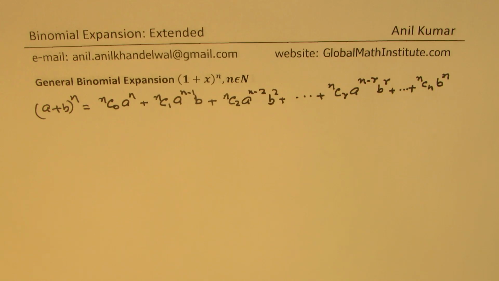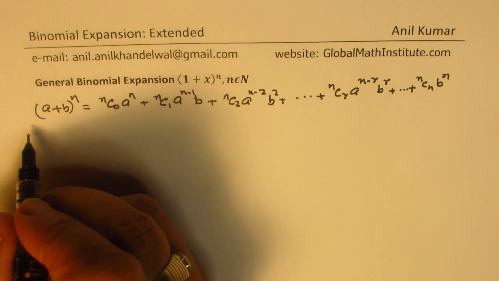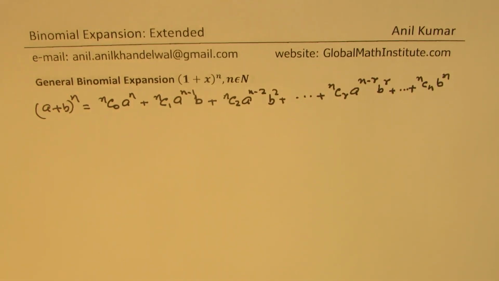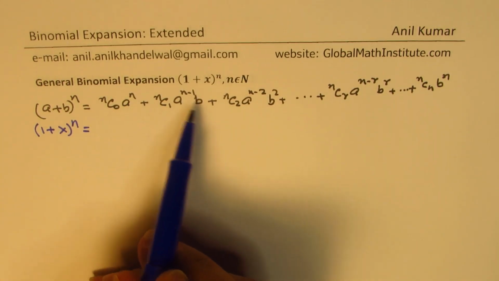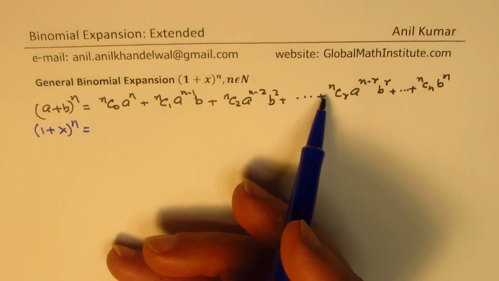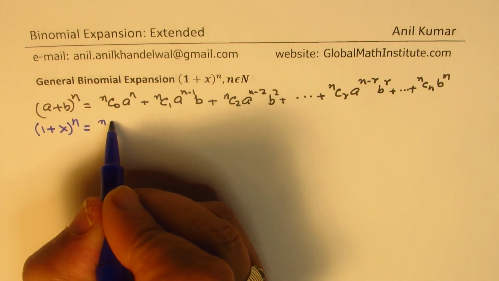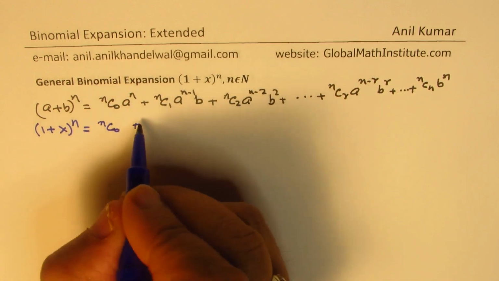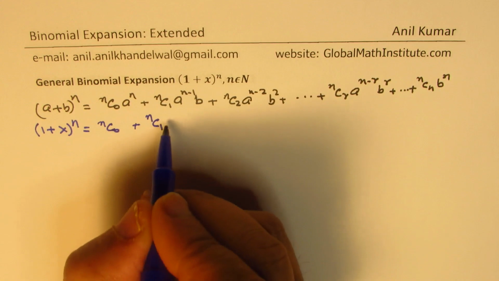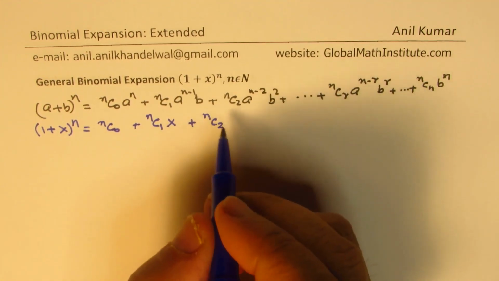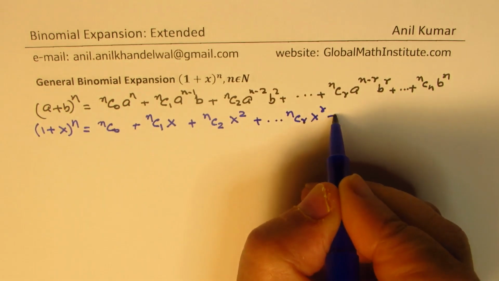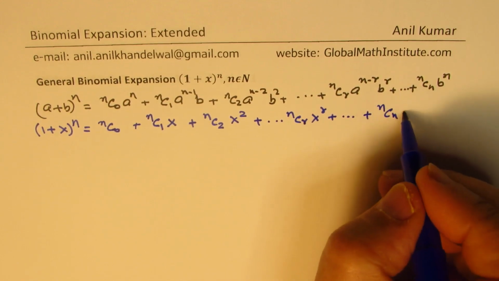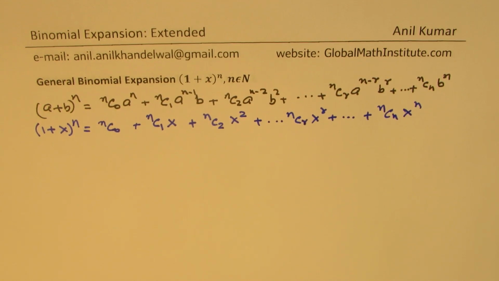Now in this expression, what I'm doing is replacing a with 1 and writing a new binomial expression, (1 plus x) to the power of n, right? If I replace a with 1, all these a's will vanish, because 1 to the power of anything is 1, and when you multiply, you get the same number. So what we get here is nC0, which is 1, plus nC1 x, where instead of b I'm writing x, plus nC2 x squared, plus so on, then nCr x to the power of r, plus so on. The last term will be nCn x to the power of n. So we get this particular expansion for our binomial series (1 plus x) to the power of n.